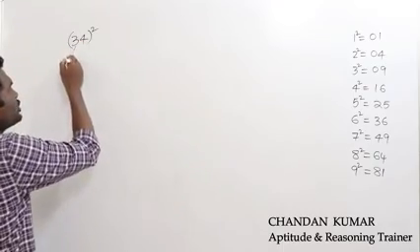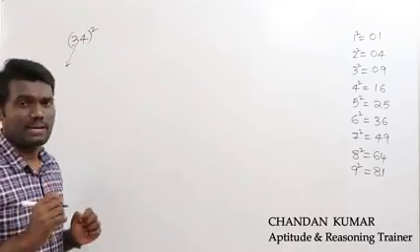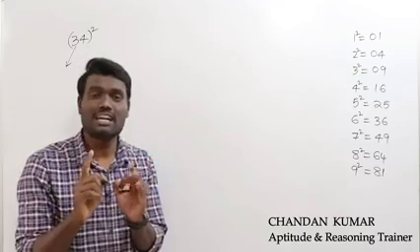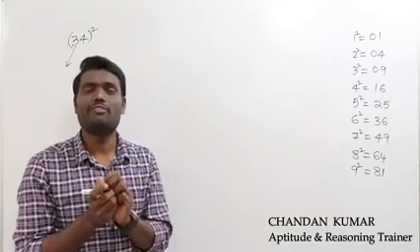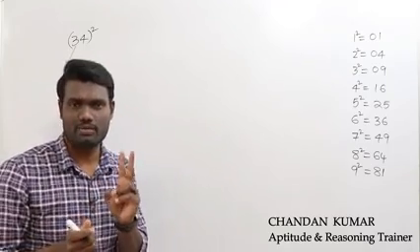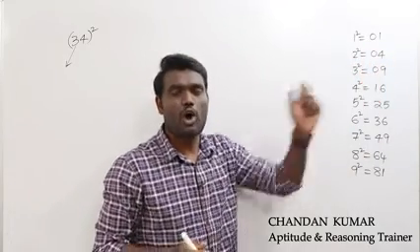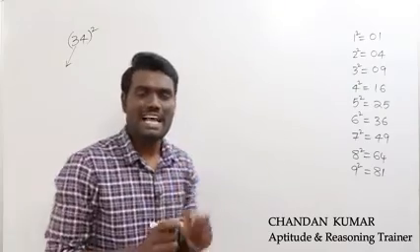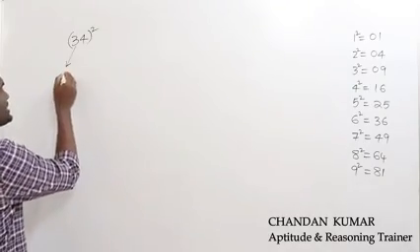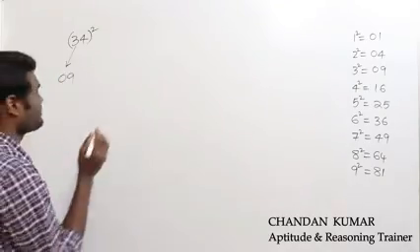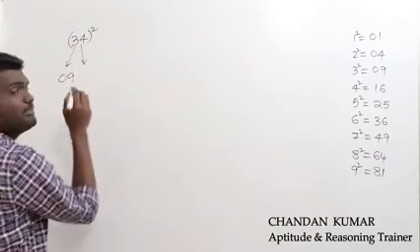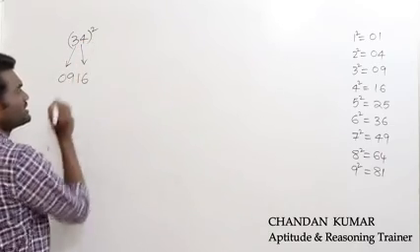3 square, you know 3 square. 3 square is 9, but you're not supposed to write 9, you're supposed to write it as 0, 9. Why? Because always we're supposed to write two digits at a time. If it is 2 square, 4, you'll write it as 0, 4. As 3 square is 9, you'll be writing it as 0, 9. Next, 4 square. 4 square will be 16. So write beside that 16.